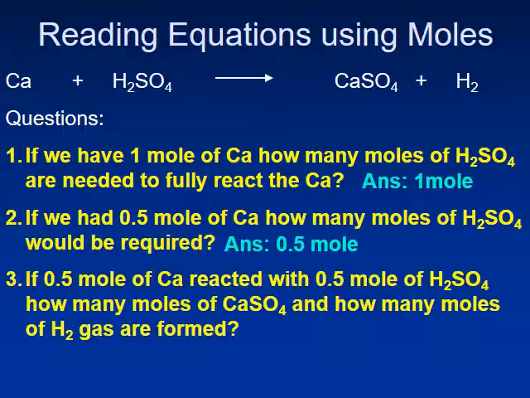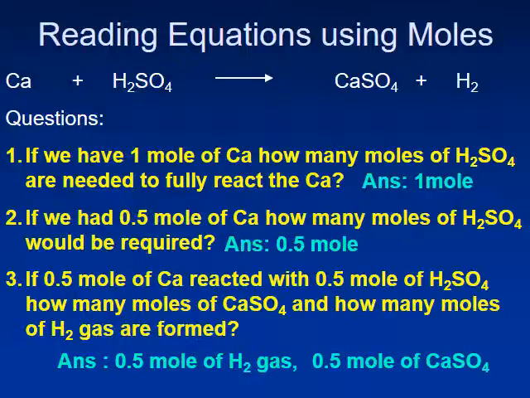Question 3. If half a mole of calcium is reacted with half a mole of sulfuric acid, how many moles of calcium sulfate and how many moles of hydrogen gas are formed? Again, pause the video and then come back when you have an answer. Okay, so the answer is, of course, half a mole of hydrogen gas and half a mole of calcium sulfate.